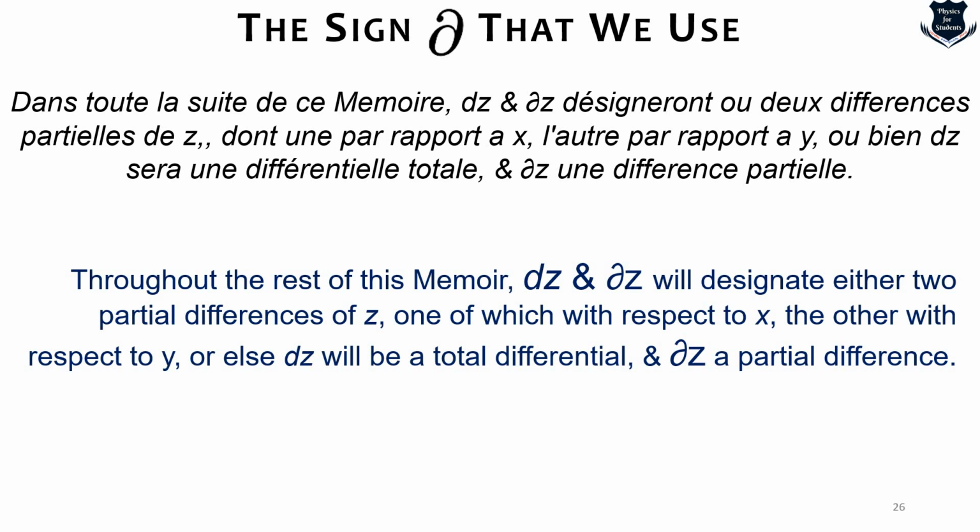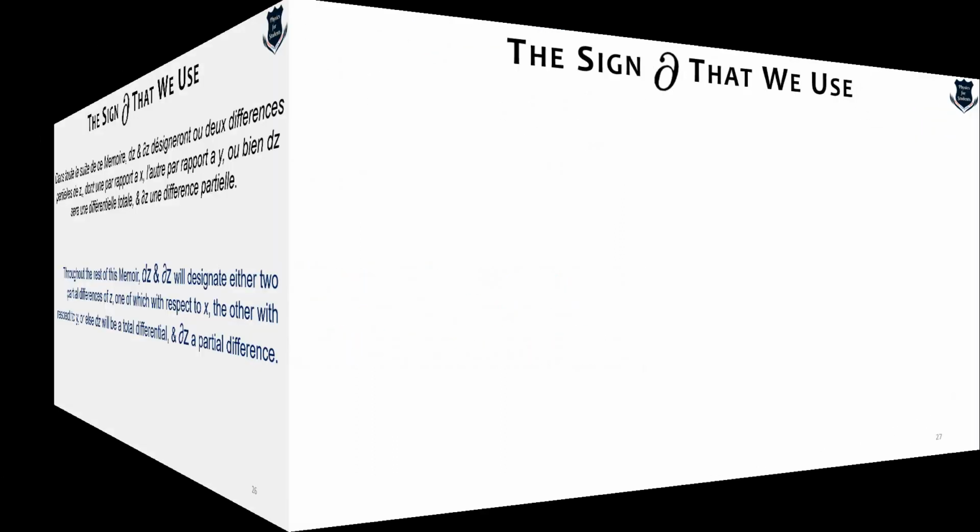Throughout the rest of this memoir, dz and del z will designate two partial differences of z, one with respect to x, the other with respect to y. So you see that immediately we can see what it is all about. Condorcet actually uses this French, and when we translate it into English it comes to this. So historically, in 1770, this was the first usage of the curly D, the sign used in partial differential equations.